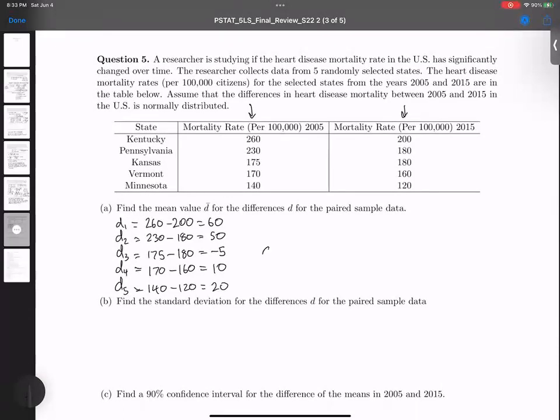So that means that D bar is equal to 60 plus 50 minus 5 plus 10 plus 20 all over, there are 5 numbers here, so all over 5. And if you compute this, you get 27. So the sample mean for the differences is 27.